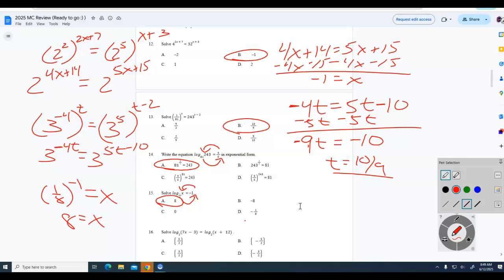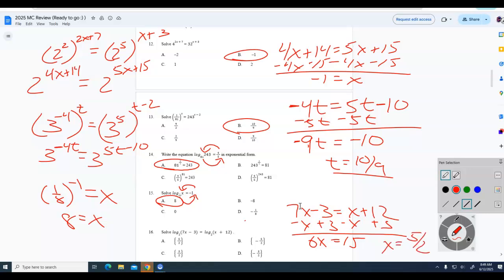Number 16 is pretty basic. When you have the log on both sides, we're just setting 7x minus 3 equal to x plus 12. The logs on both sides make this pretty easy. You subtract x, you add 3, and you end up with 6x equals 15, which is 5 over 2. 15 over 6 reduces to 5 over 2. And your answer is 5 over 2. We're going to circle A again.